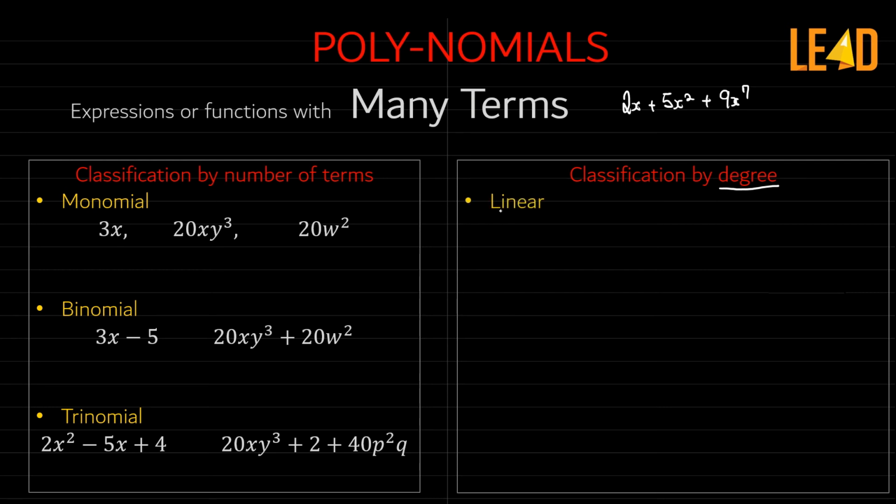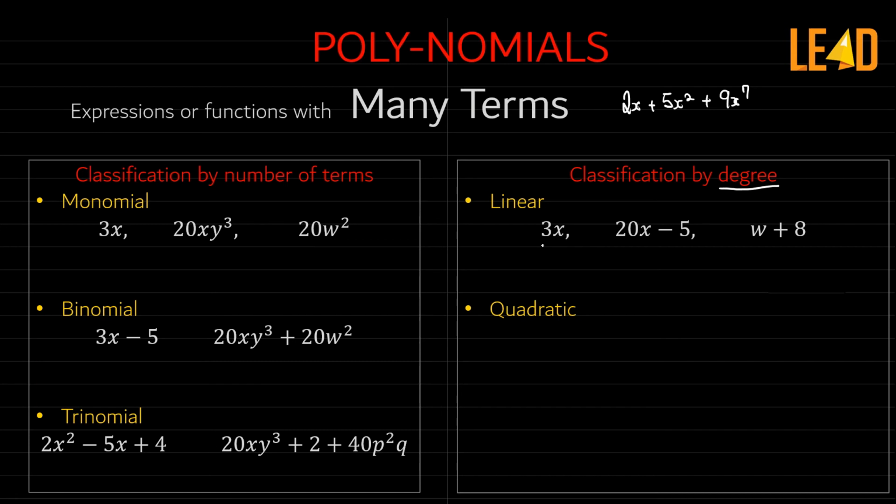So a linear polynomial, linear basically means has a power of 1. I'm sure you've done linear equations, right? So again, from there, so linear. So this is 3x, right? The highest power is 1. So 3x is the same thing as 3x to the power of 1, 20x. So basically your variable has only one power, right? And that's it.